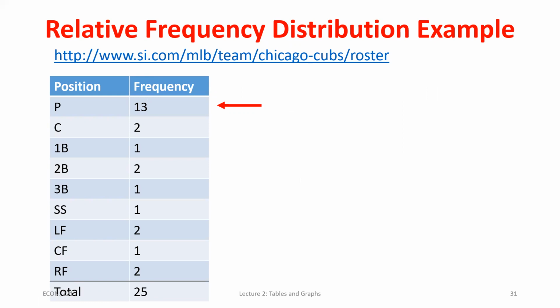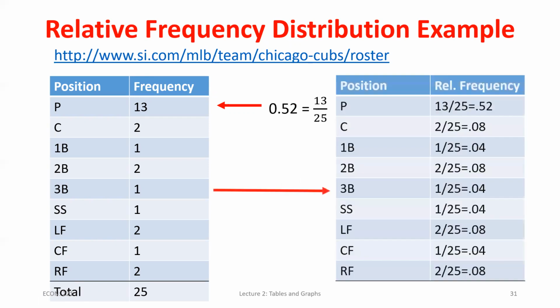Divide each one of these frequencies by the total number of observations, or 25, right? And I could do that for every single position. And I'll show you in Excel. You can do this pretty quickly. So notice all my relative frequencies are decimal values, right? Because we said the highest a relative frequency could ever be is 1.